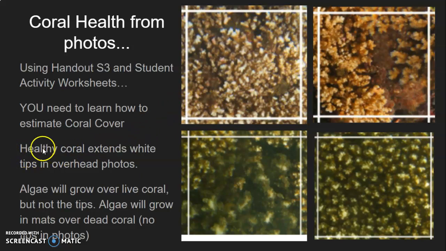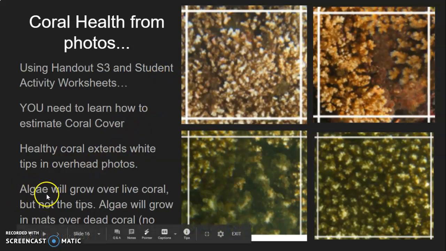not. So the main key points here that you need to be able to identify is that healthy coral extends white tips in overhead photos. So it's coral that's growing, it's healthy, and it gets little white tips to it because it's kind of pushing upward towards you, slowly, but you're seeing some of those tips, okay? Algae will grow over live coral, but not the tips. So the tips are always kind of cleaned off basically by little organisms and by the coral themselves. The coral will eat the algae at the tips.